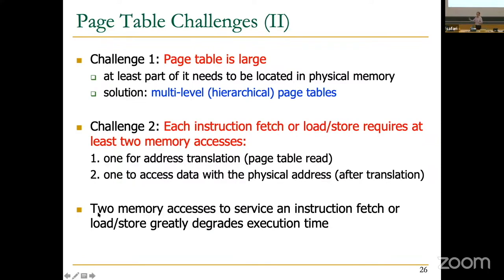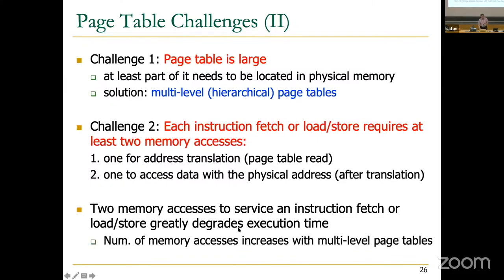You don't want to access memory twice to actually get the instruction. And then you don't want to access memory twice to get the data that the instruction needs, right? You want to access memory once to get the data immediately. So basically, this is a problem. 2 memory accesses to service an instruction fetch or load store greatly degrades execution time. And number of memory accesses increase with multi-level page tables, as we just discussed, unless we're clever.